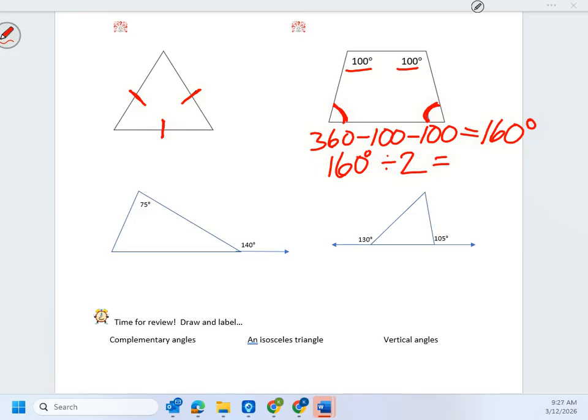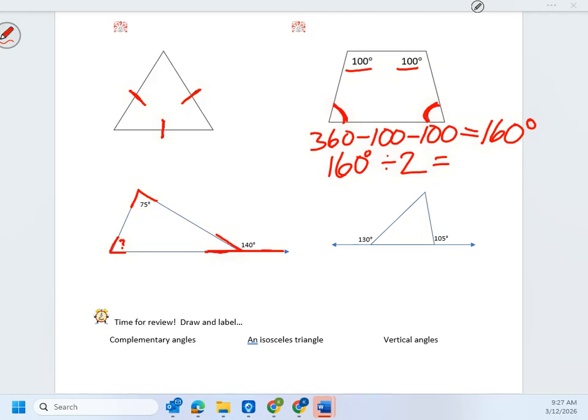I want to find the inside angles of the triangle. I know this angle is 75 degrees. This angle, I have no idea. This angle is right next to one that says 140 degrees. And I can see that that line goes straight across.